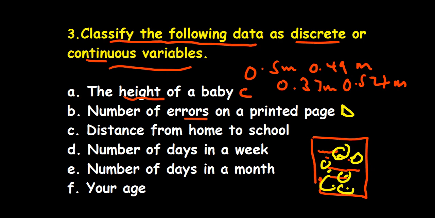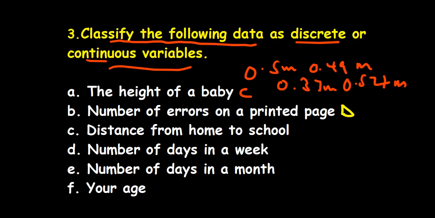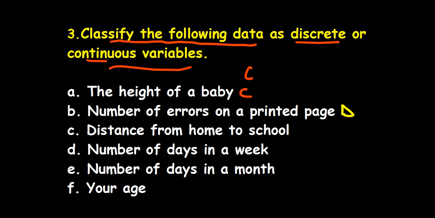And then the distance from home to school, that's a continuous random variable, because distance can take any value. The distance from your home to your school can be 5 kilometers, it can be 5.1 kilometers, it can be 4.9 kilometers. So the distance from home to school will be a continuous random variable.